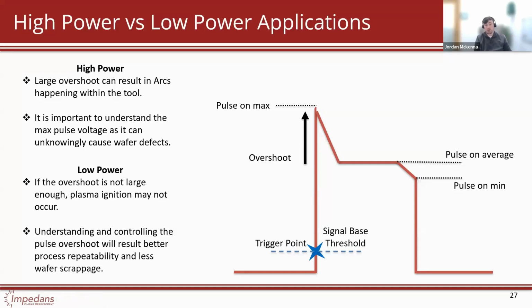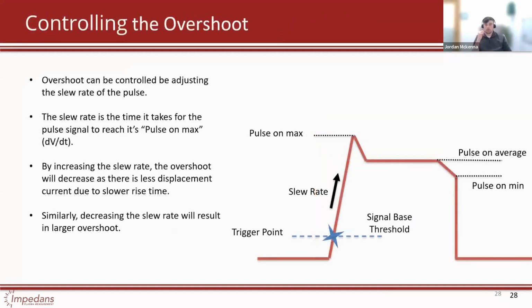Another thing to mention is if the pulse period or pulse duty cycle is not correct, then the ion energy and ion flux will also be incorrect. And so this also goes towards wafer defects. So how do we control this overshoot? Overshoot can be controlled by adjusting the slew rate. The slew rate is essentially the time it takes for the pulse signal to reach its pulse on max, or similarly, the time it takes to get to its off time. By increasing the slew rate, the overshoot will decrease as there is less displacement current due to slower rise time. Similarly, decreasing the slew rate will result in a larger overshoot.